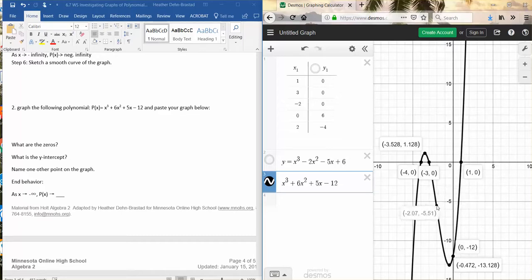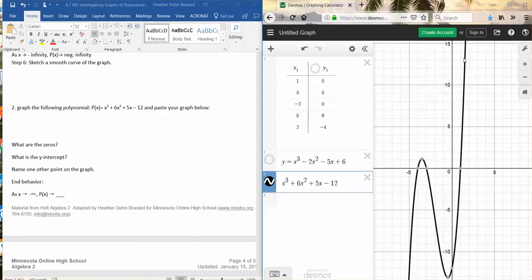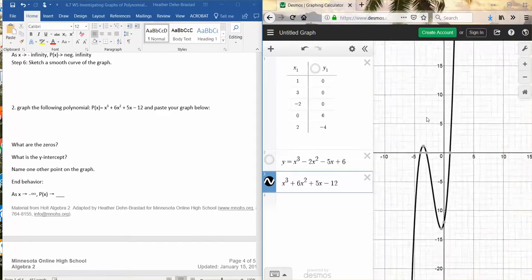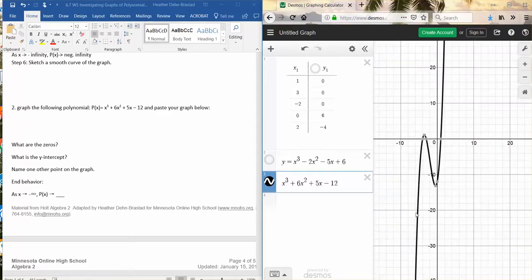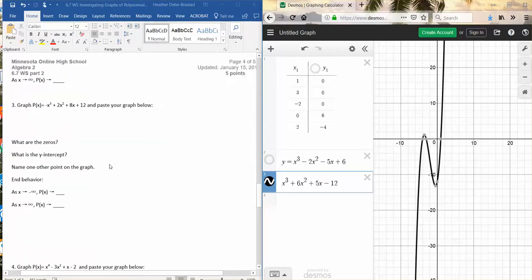If you like nicer numbers, you can try to find one. All right, to have decimals for this too. And the end behavior, I can see that as x approaches positive infinity, the function also approaches positive infinity, and as x approaches negative infinity, the function also approaches negative infinity. So you can answer all of these questions from the graph.